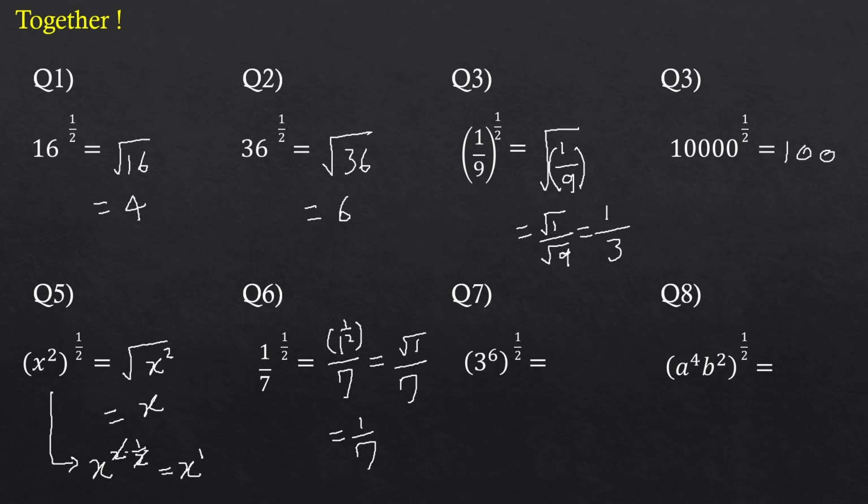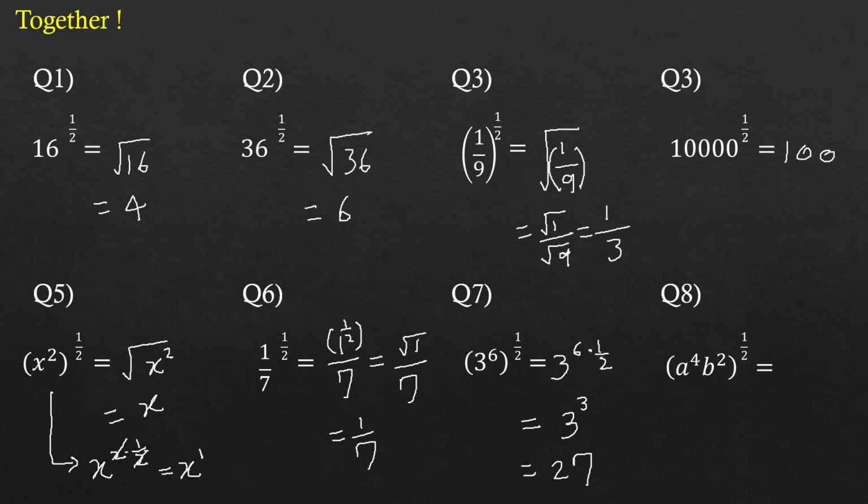Okay, question 7. 3 to the power of 6 to the power of 1 over 2. As I said, this bracket means multiplication, right? Like this. So that should be 3 to the power of 3, which is equal to 27.